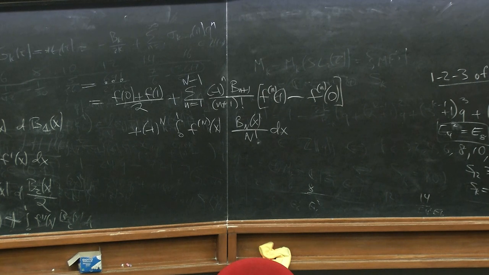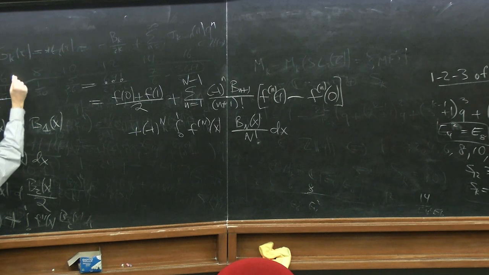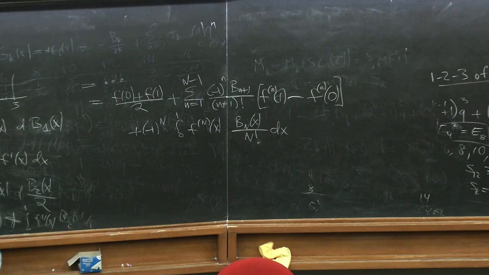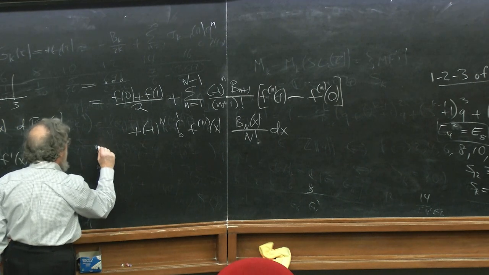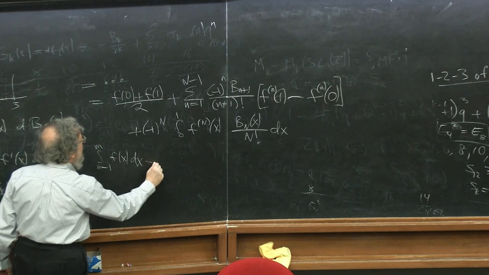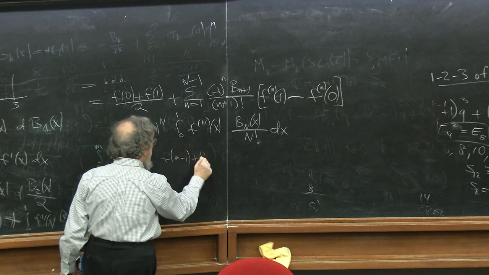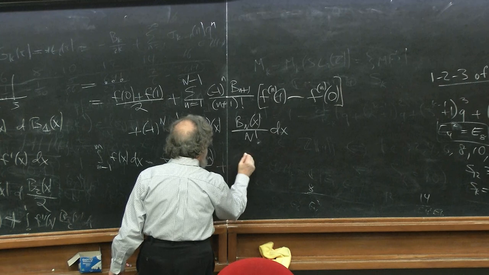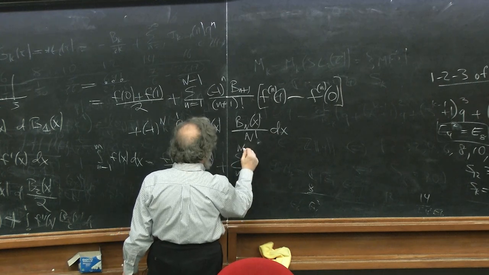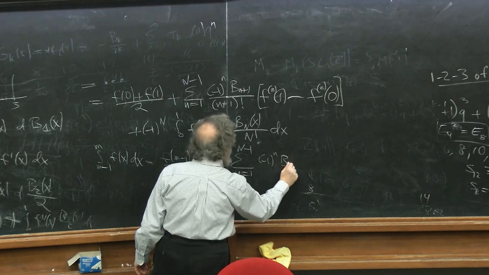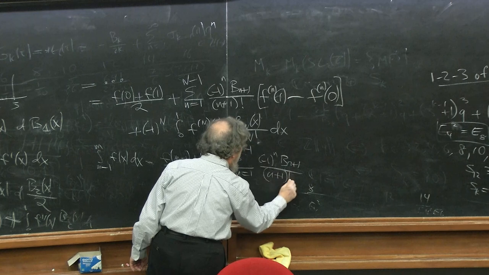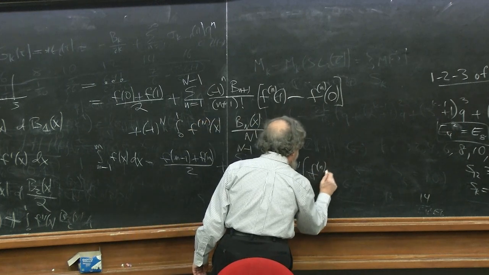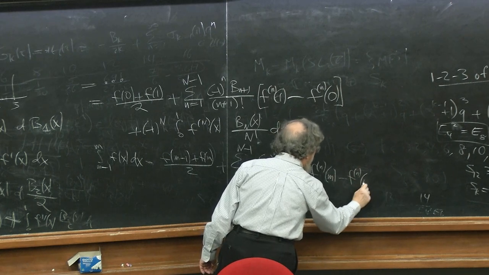Now let me say that f is defined not just between 0 and 1, but also between 1 and 2, and between 2 and 3, and so on. So now I will have the same formula if I look at the interval not from 0 to 1, but from 1 to 2, or from 2 to 3. So more generally, if I just shift things by m, I'll get that the integral from m minus 1 to m of f of x dx will be f of m minus 1 plus f of m over 2, plus the sum n from 1 to capital N minus 1, minus 1 to the n, b n plus 1 over n plus 1 factorial times f^(n) of the right endpoint minus the nth derivative at the left endpoint.